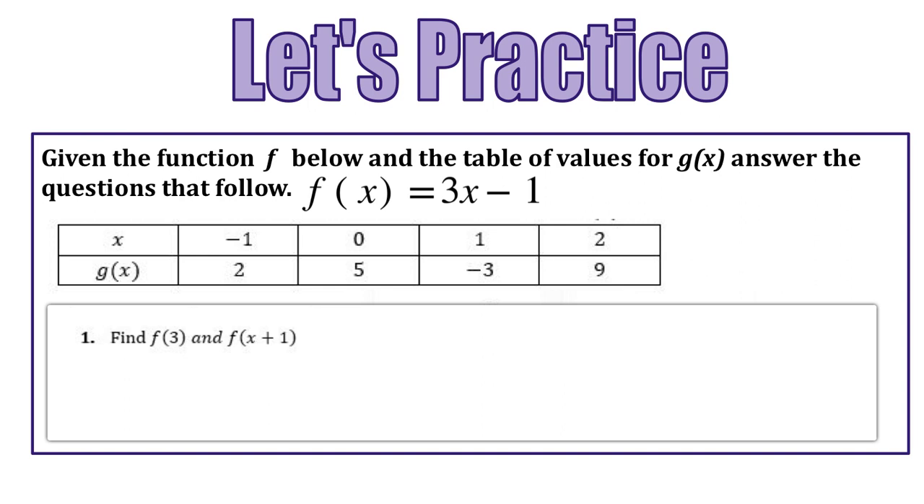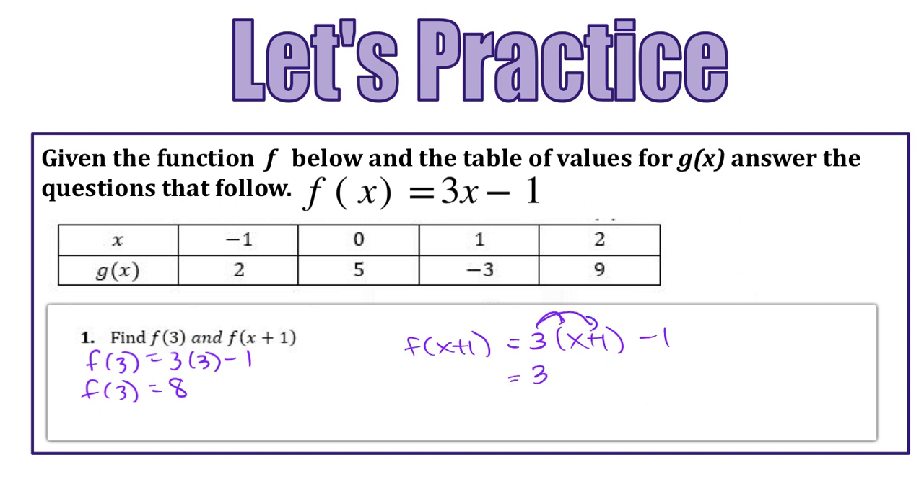So if we plug in 3, then we're going to get 3 times 3 minus 1, so f of 3 is going to be 8. If we substitute in x plus 1, we're going to substitute that in for each x. Don't forget that we need to distribute that 3 to the x and the plus 1, so that's going to give us 3x plus 3 minus 1. And if we simplify, we're going to get that f of x plus 1 is equal to 3x plus 2. Let's look at another example.